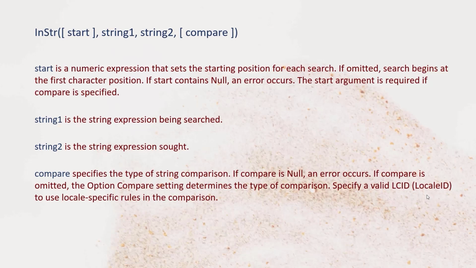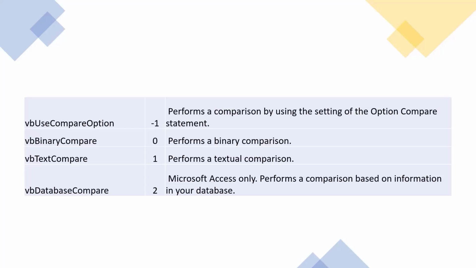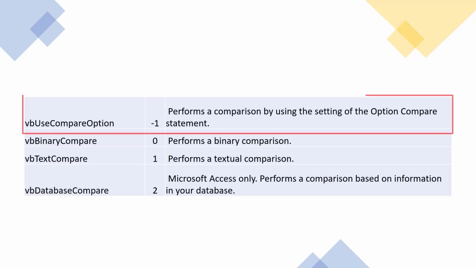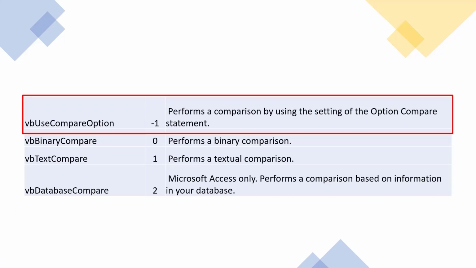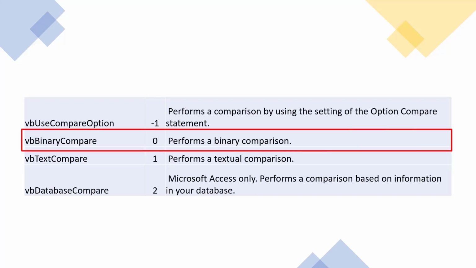Specify a valid local ID to use local specific rules in the comparison. The compare argument has the following values. VB use compare option. The value of this constant is -1. This performs a comparison by using the setting of the option compare statement. VB binary compare. The value of this constant is 0. It uses a binary comparison.